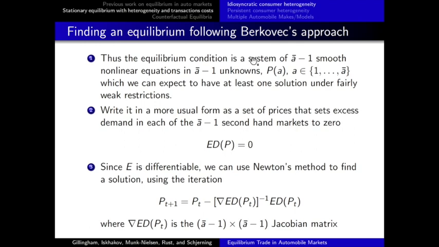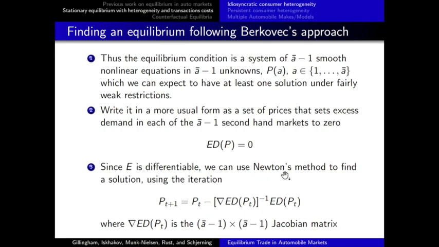So we're taking essentially equilibrium conditions formed by these a bar minus one smooth nonlinear equations in a bar minus one unknowns that correspond to these excess demand functions, one for each market, one for each type or each age of car. And then you can write that in a little bit more useful notation here: stack all those excess demands and call that ED of P. It's just for short, and say that should be equal to zero, okay? Now, we say ED here for excess demand. I think it's because Berkovich used E, okay? And we're going to use ED for excess demand, okay?